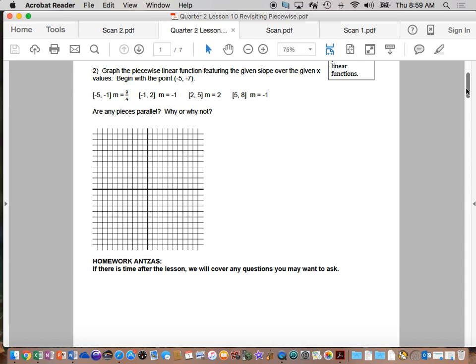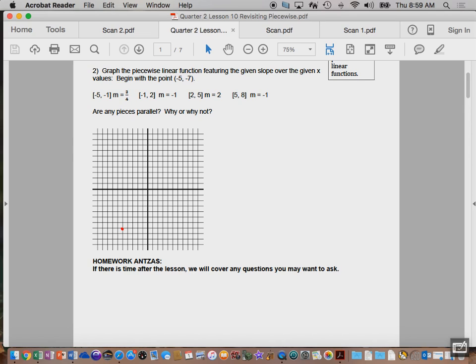All right, ready? Piecewise linear function featuring the following slope over the values. Begin with the point -5, -7. So everybody goes onto their graph and they go 1, 2, 3, 4, 5, and 1, 2, 3, 4, 5, 6, 7. There we go. Good. -5, -7. 2, 4, 6, 7. There we go.